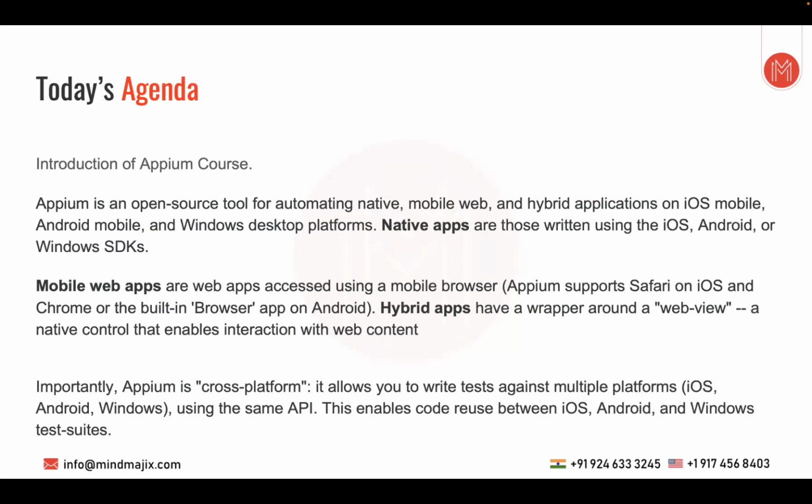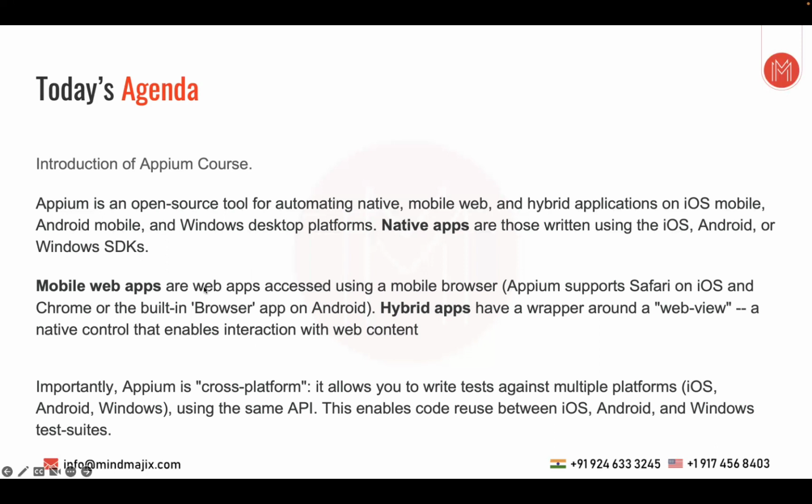Okay, so let's start with Appium. This is a brief introduction. As you all know, Appium is an open source tool for automating native, mobile web, and hybrid applications. We can use Appium on iOS mobile and Android mobile, and even on the Windows desktop platform. With Appium we can automate native apps, mobile web apps, and the combination of them, which is a hybrid app.